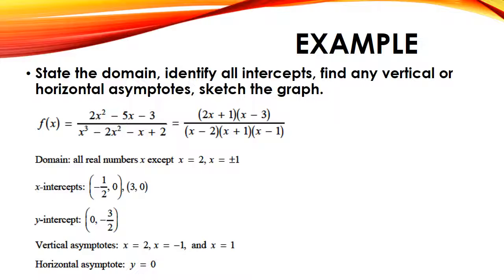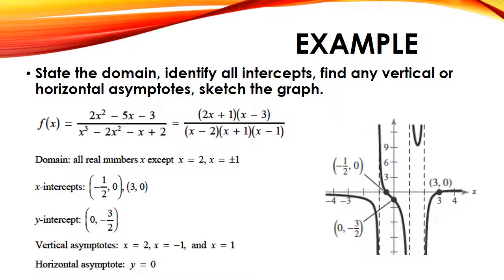We already said that for the domain, x cannot be 2, 1, or -1, and we have no holes because nothing canceled. So I have vertical asymptotes at all 3 of those x values. And this is another BOBO, bigger on bottom, which means I'm going to have a horizontal asymptote of 0. And there's what the graph looks like. Kind of an odd looking thing.